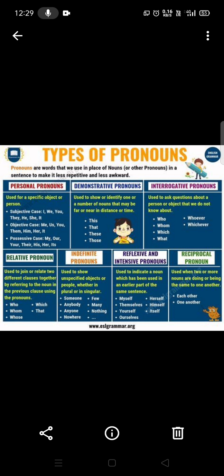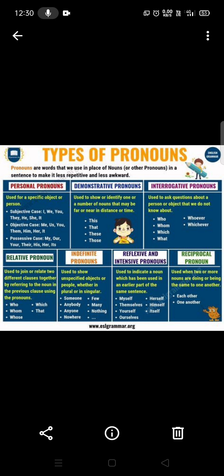When these pronouns are used to put emphasis on the subject, they are called intensive pronouns or emphatic pronouns. For example, he himself checked all the details. Here himself is used to put emphasis on the subject which precedes it, he. So these words with self and selves are reflexive pronouns and emphatic or intensive pronouns.